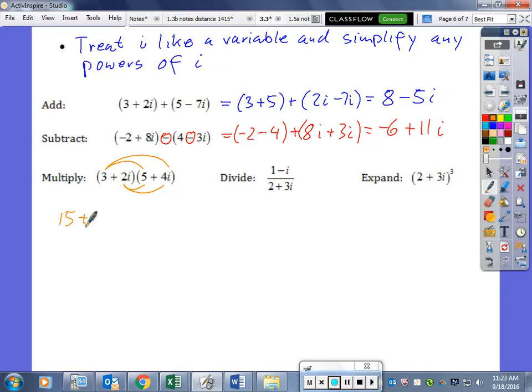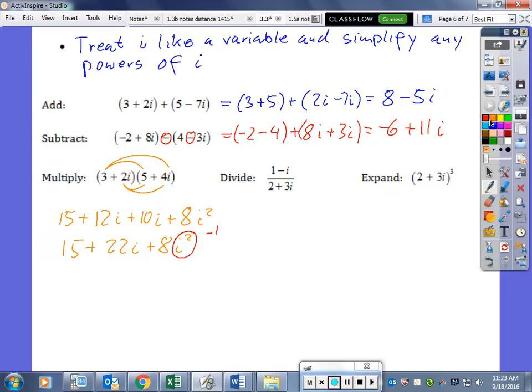15 plus 12i plus 10i plus 8i squared. We can go ahead and simplify this. 15 plus 22i plus 8i squared. Now remember, i squared is really the same as negative 1.